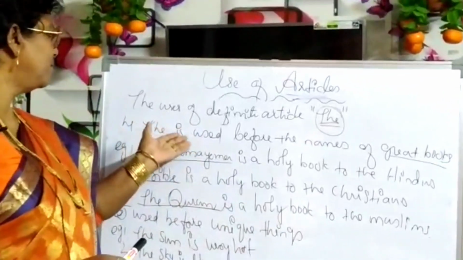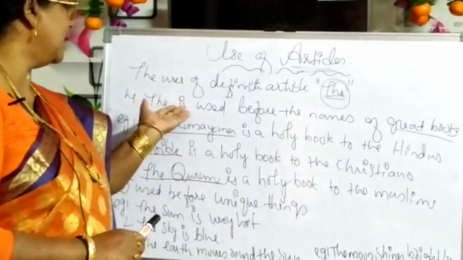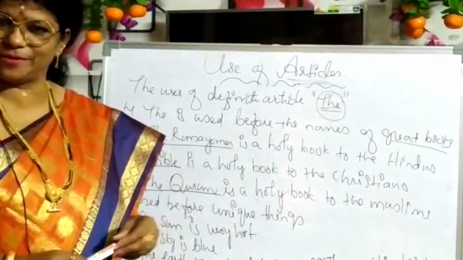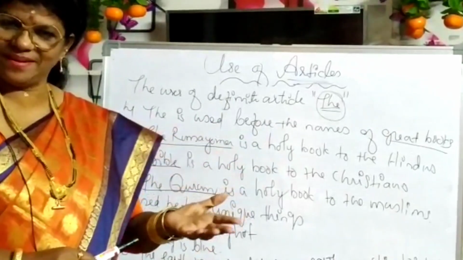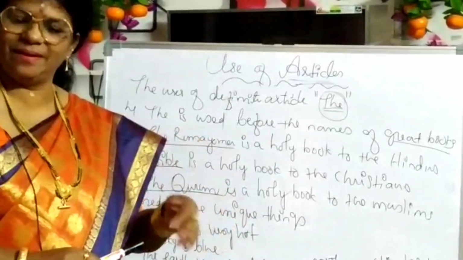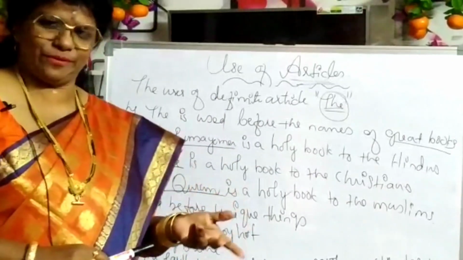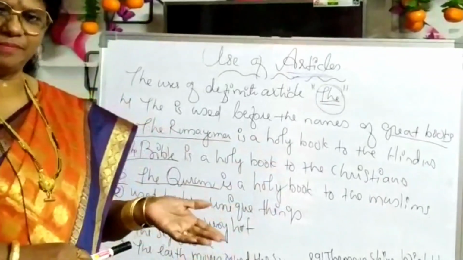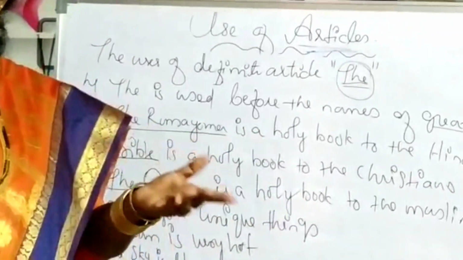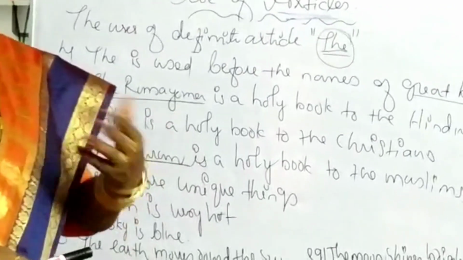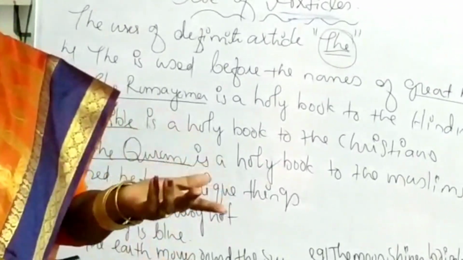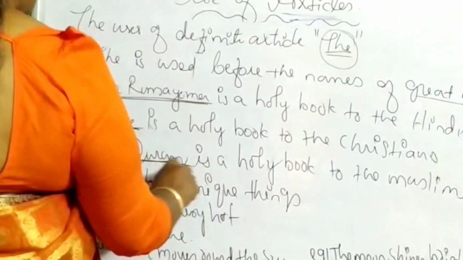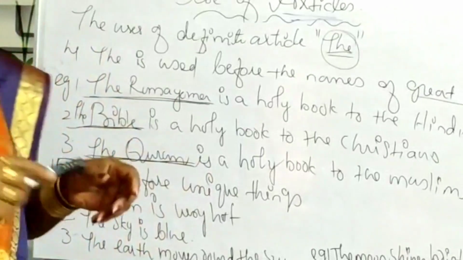Next, the fourth rule. The is used before the names of great books. What are the great books of ours? Ramayana, Mahabharata, Bhagavad Gita, Bible, Quran. These are all our great books. So, the Ramayana is a holy book to the Hindus. The Bible is the holy book to the Christians. The Quran is the holy book to the Muslims. So, here all, the Ramayana, the Bible, the Quran, particularly we mentioned.